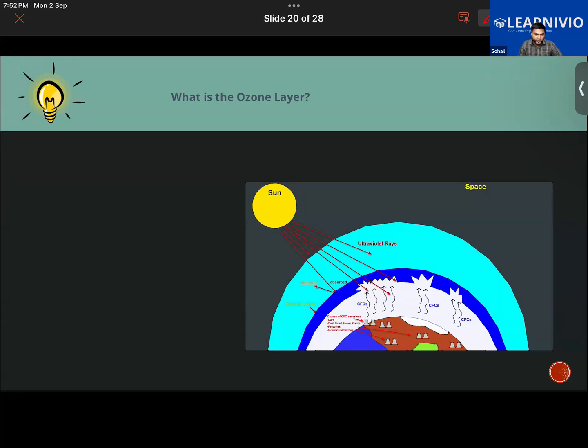Then we have the ozone layer. So what is the ozone layer? We know our atmosphere has different layers, no? Like the troposphere, stratosphere, mesosphere, thermosphere, exosphere, and ionosphere. So in which layer of the atmosphere is this ozone layer? We are going to learn about this, and first of all, let us learn what this layer is basically.